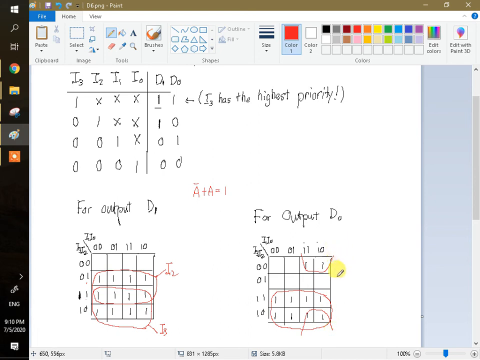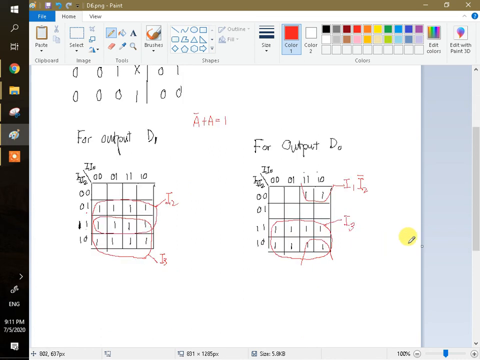Okay. So this one would be similar to this I3. This one would be the top one, 1 and 0 cancel, we are left with I1. We look at the left hand side here, I3 cancels, we are left with I2 bar. We are left with I2 bar here.